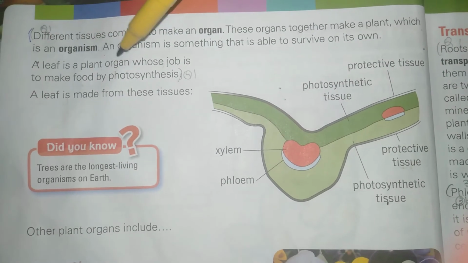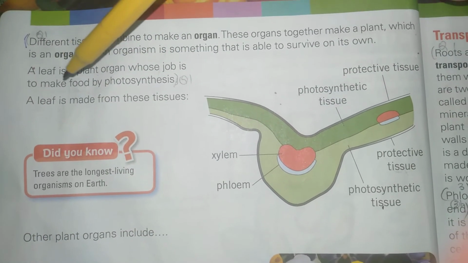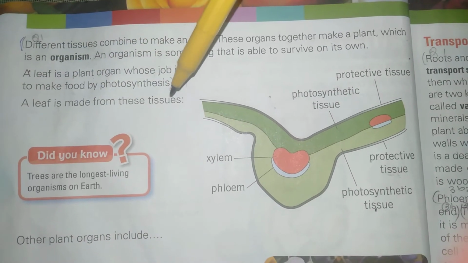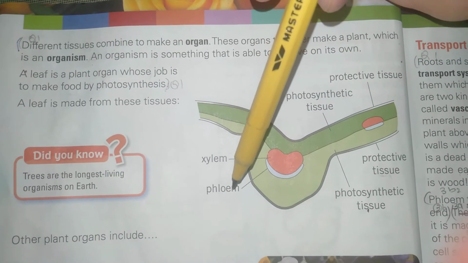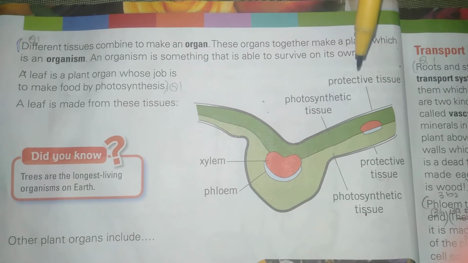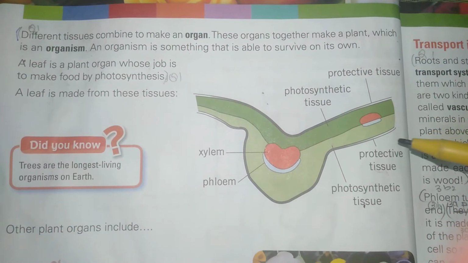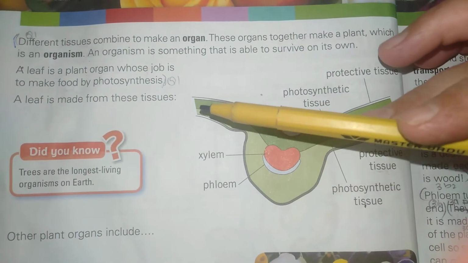A leaf is a plant organ whose job is to make food by photosynthesis. A leaf is made from these tissues, that is xylem, phloem, photosynthetic, protective tissue on the upper surface of the leaf, and protective tissue on the lower surface of the leaf.